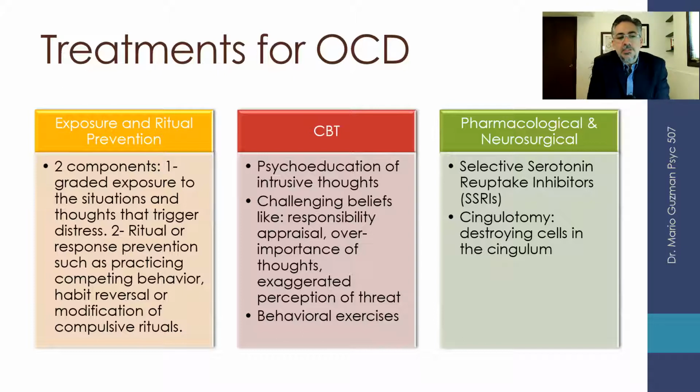So what are the treatments? Exposure and response prevention treatment, also known as exposure and ritual prevention. And it has two components, okay? And this is the most effective. You need to work with this with them. One, graded exposure to the situations and thoughts that trigger distress. And two, ritual or response prevention, such as practicing competing behavior, habit reversal, or modification of compulsive rituals.